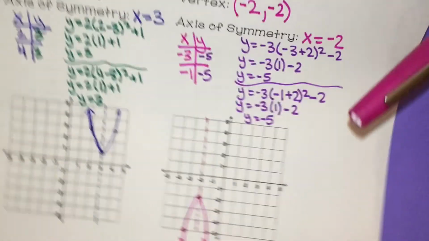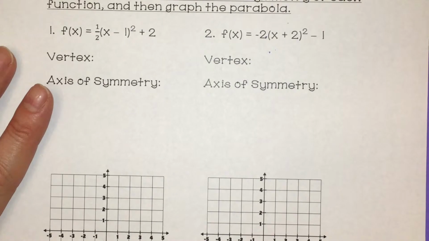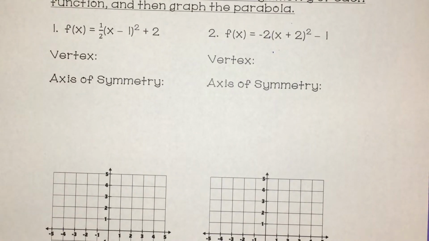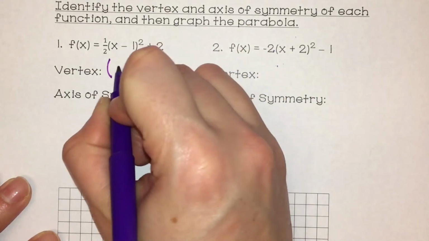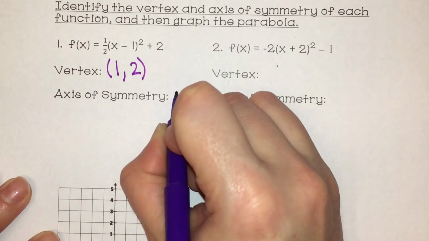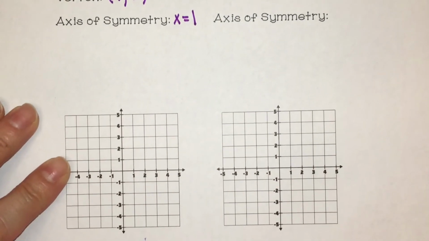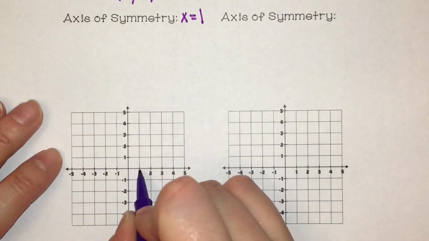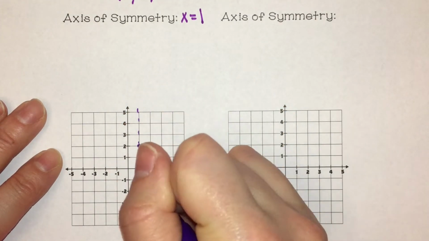All right, so those weren't too bad. I'm going to have you try 2 on your own. So first, find the vertex, find the axis of symmetry, then graph, and then I'll have you go through the answers with me. All right, so the first one, our vertex is (1, 2). Axis of symmetry is where x equals 1. So that means I'm going to graph this where x is 1, y is 2. Axis of symmetry is where x is 1.